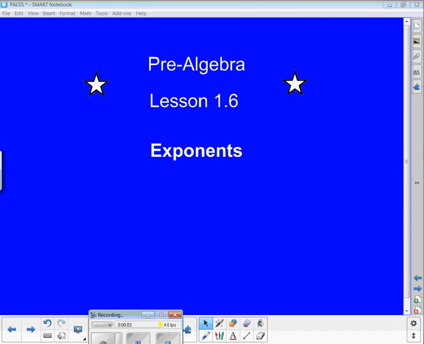All right, class, this is pre-algebra lesson 1.6, exponents. This is the one you should be watching in September of 2015. You should have taken your test today in class. Hopefully you did quite well. And now we're ready to finish off the rest of the chapter. All right, so this is going to be the rest of chapter one, and I hope you'll do as well in the second half of the chapter as you did in the first half.